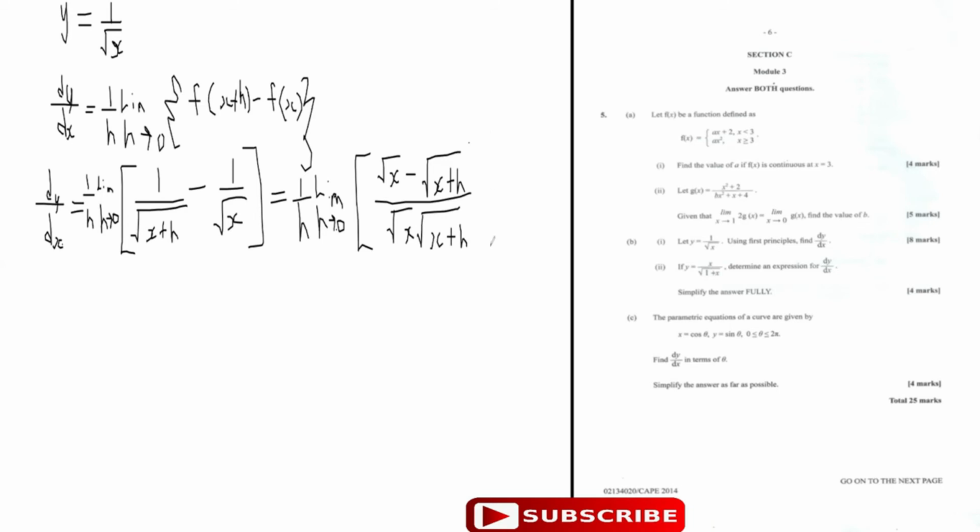Now when you get to this stage, you can tackle it in two ways, but the shorter approach is going to be to multiply by the conjugate of the numerator. So dy by dx is going to become 1 over h times the limit as h tends to 0 of, let's write it out first. There's no need to skip any steps. So I write root x minus the root of x plus h over root x times root x plus h.